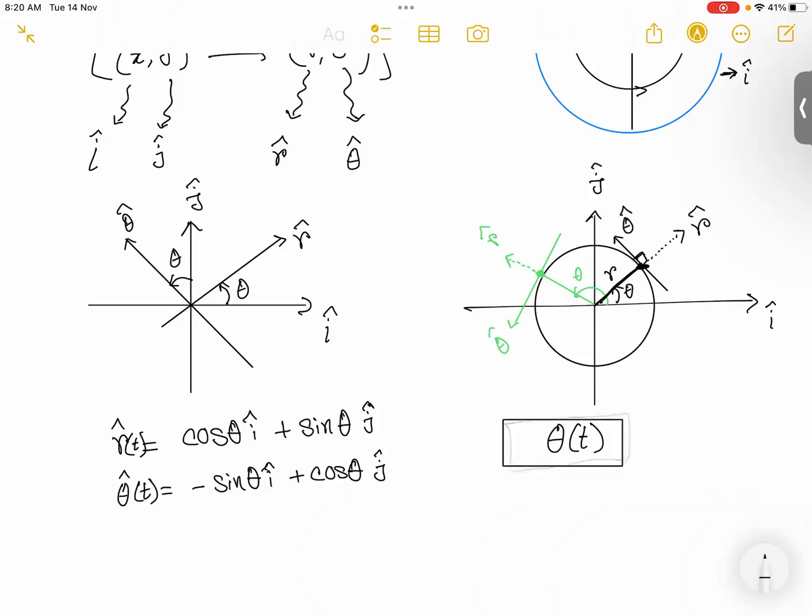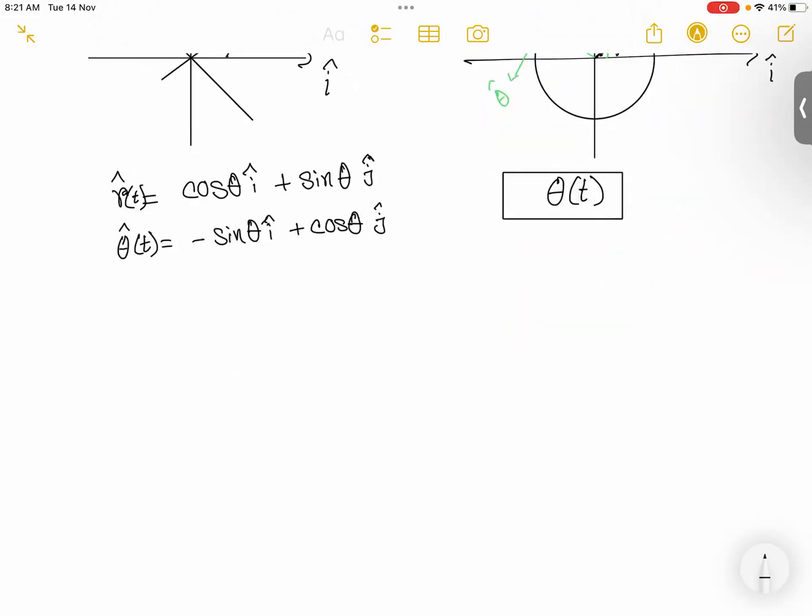Okay? So এক এক টাইমে তার পজিশন এক এক রকম, তার থিটা এক এক রকম. So you can say that this r hat and theta hat are related like this. এটা নিয়ে কারো কোনো প্রবলেম আছে? Anyone? No, sir.